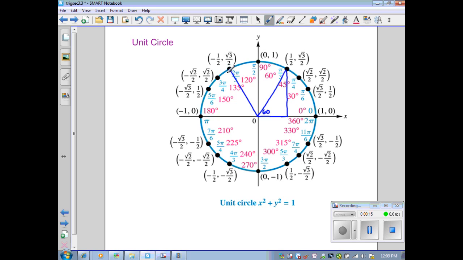Here, a 120-degree angle, and create a reference angle, which will give me 60 degrees. Again, I will generate the same point of 1/2 and square root of 3 over 2, but here x is negative. Again, I can create another angle, which here is going to be 240 degrees. That will give me another reference angle of 60 degrees, generating 1/2 and square root of 3 over 2. But again, x and y in quadrant 3 are both negative.